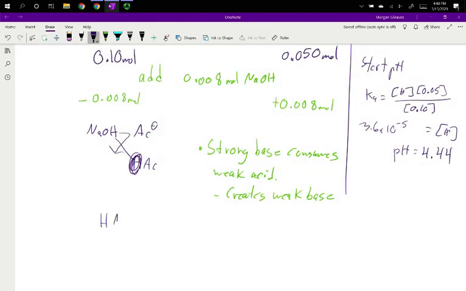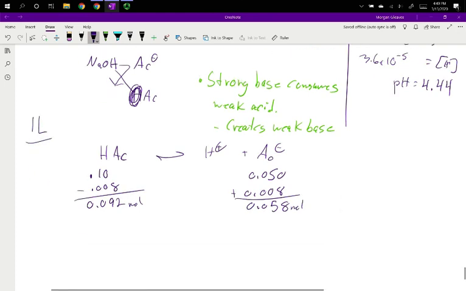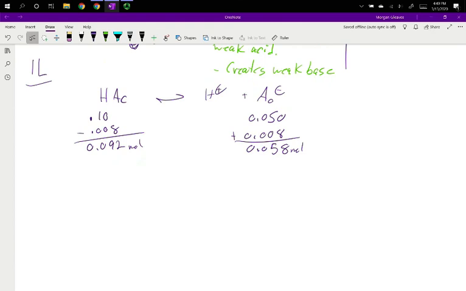Well, for our acetic acid, 0.10 minus 0.008 is 0.092. For our AC minus, it was 0.05, and we're going to add 0.008 for 0.058. Now we said this was all in 1 liter, so our moles are our molarity at that point.